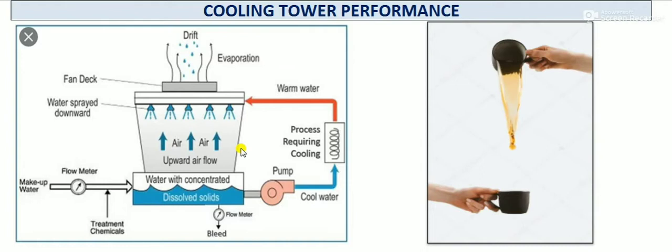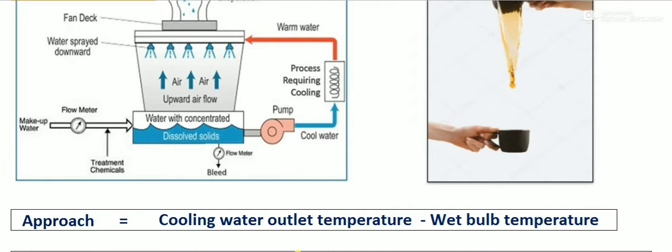Wet bulb temperature, how much is the ambient? That much saturation we can achieve. The cooling water temperature can come down up to the wet bulb temperature when it gets saturated with the air. So first, how much are we approaching? For that, there is the cooling water outlet temperature.